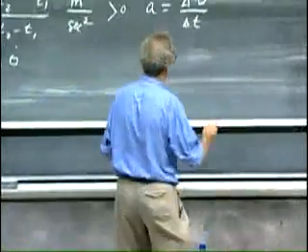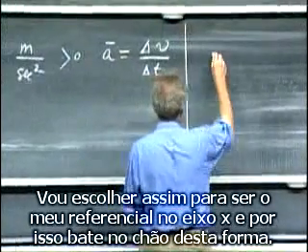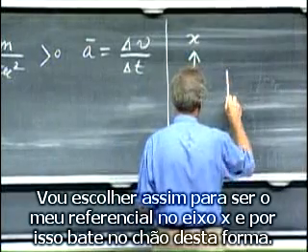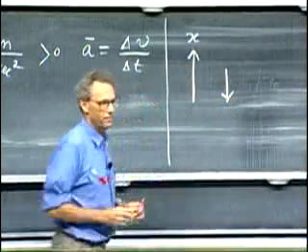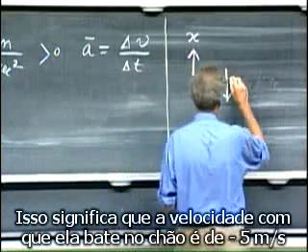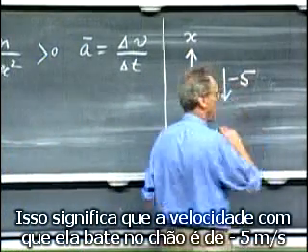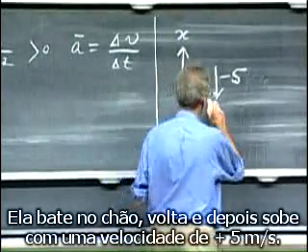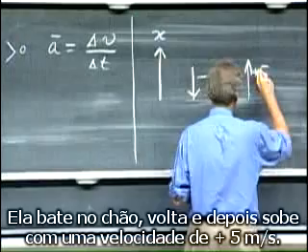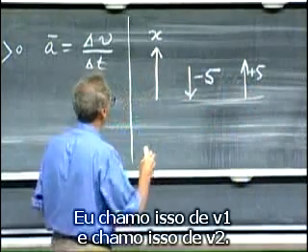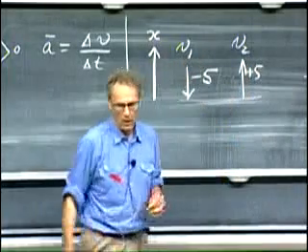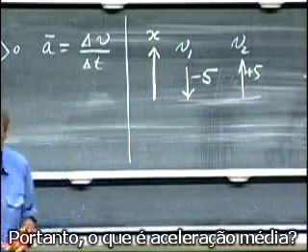I will choose this to be my increasing value of x, and so it hits the floor like this. That means the velocity at which it hits the floor is minus 5 meters per second. It bounces off, and there it comes, and it goes up with plus 5 meters per second. I call this v1, and I call this v2. So what now is the average acceleration?